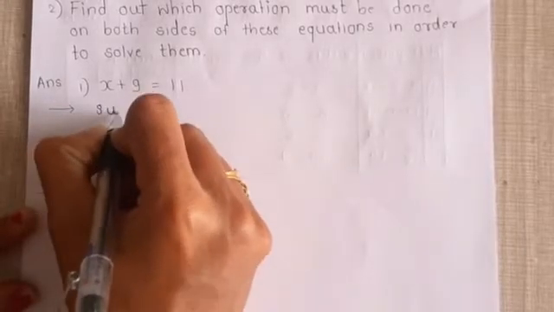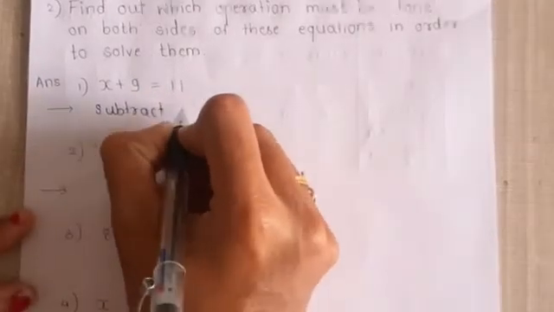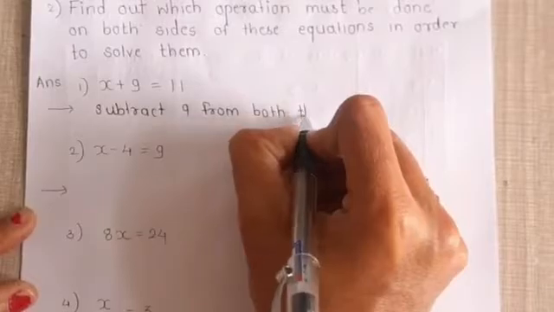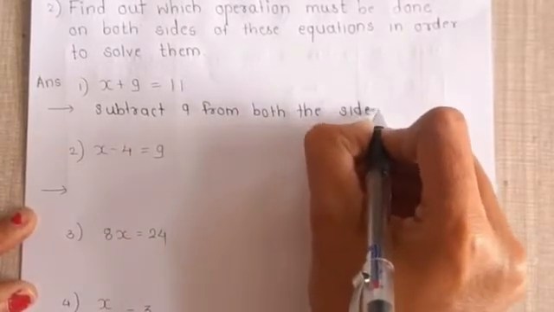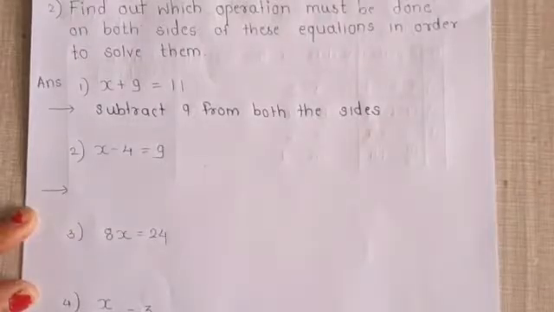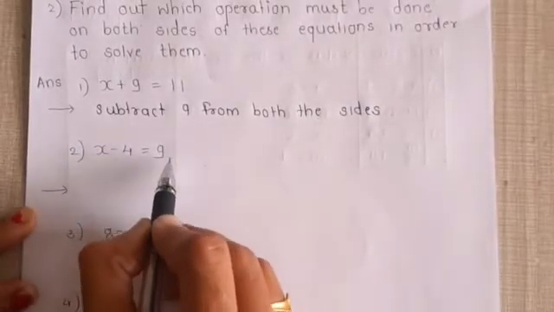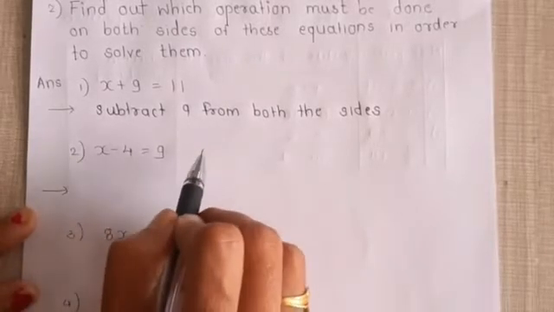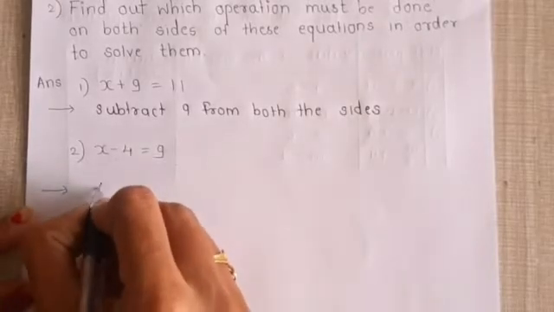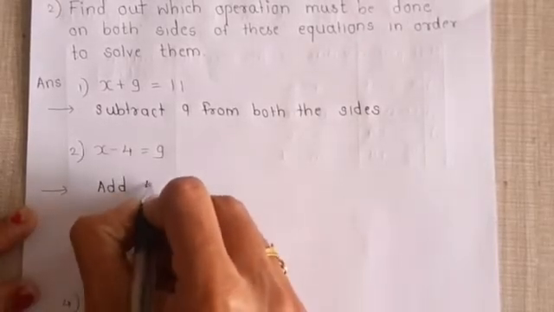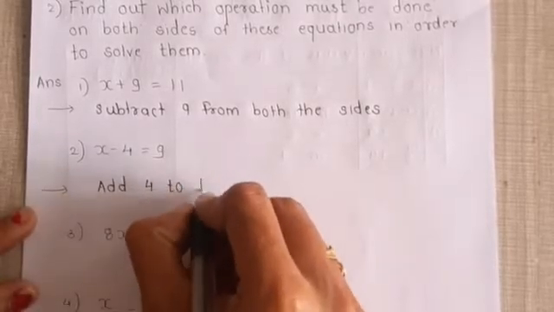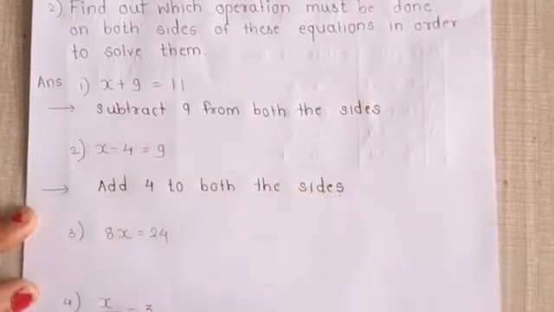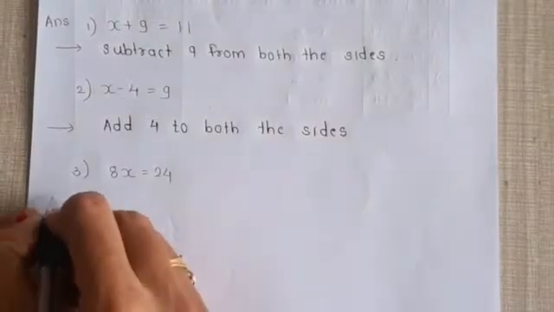So how will we write it? Subtract 9 from both the sides. Next, x minus 4 is equal to 9. You have to add 4 to both the sides, that is LHS and RHS. So how will we write it? Add 4 to both the sides. You have to just find which operation we are going to perform.